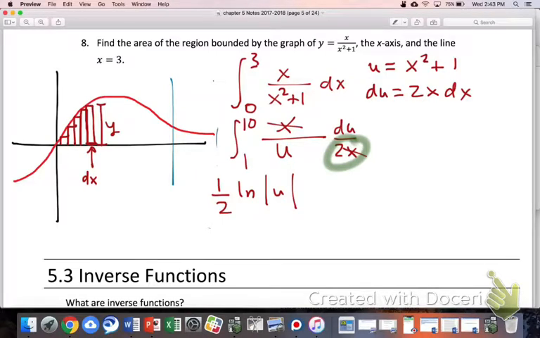And since you converted everything over to u's, you don't want to do that. Yeah, and then I got 10 squared plus 1. Right, you leave it as u. If you convert your limits to u's, if you convert everything to u's, including the limits, you leave it in terms of u. You don't plug the x squared plus 1 back in.